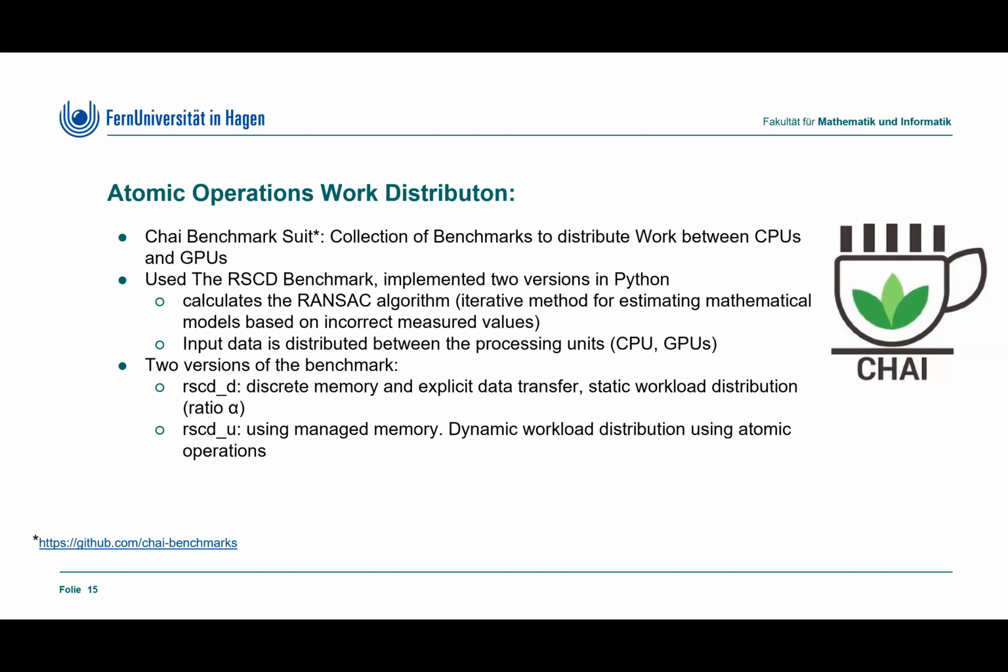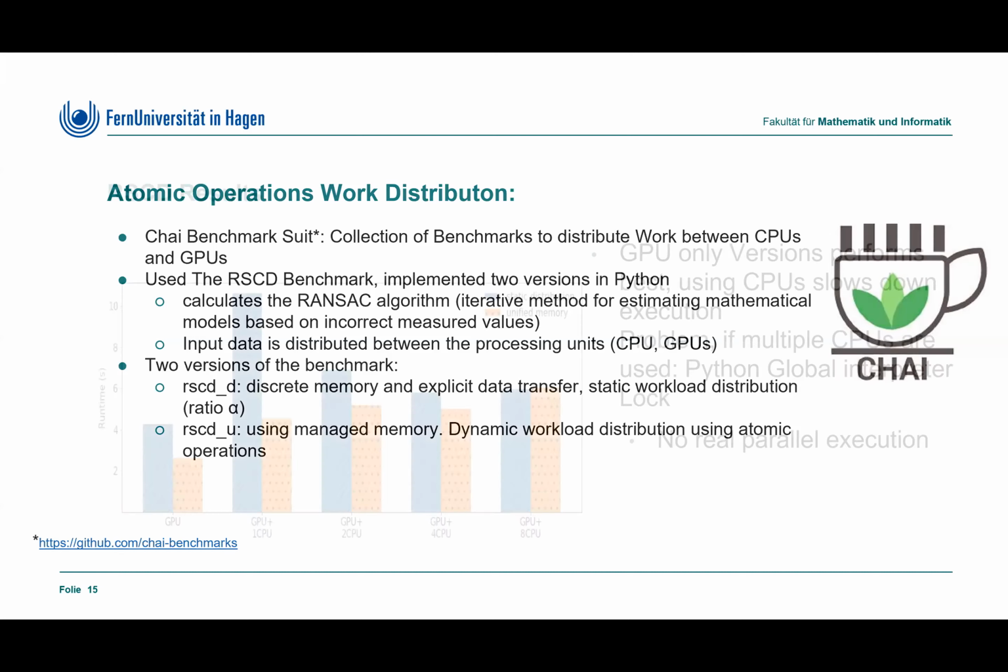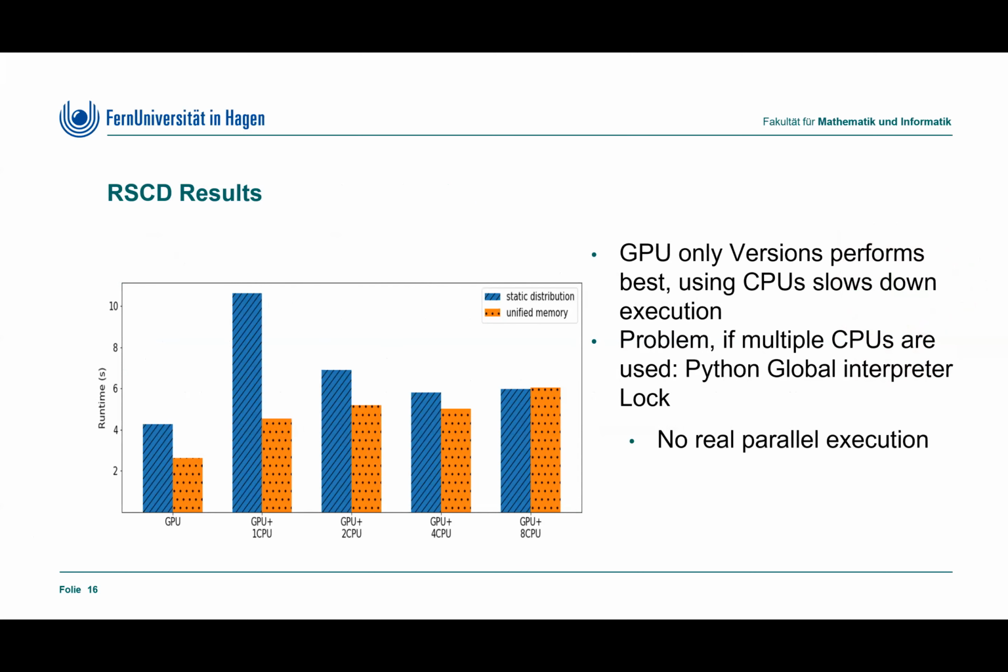So the first version distributes the data by using static workload distribution. And the second one, which uses unified memory, uses a dynamic workload distribution by using atomic operations. So basically you have a fetch and add operation where you get which is the new data, and we implemented both versions of it and ran it on our system. And here are the results.